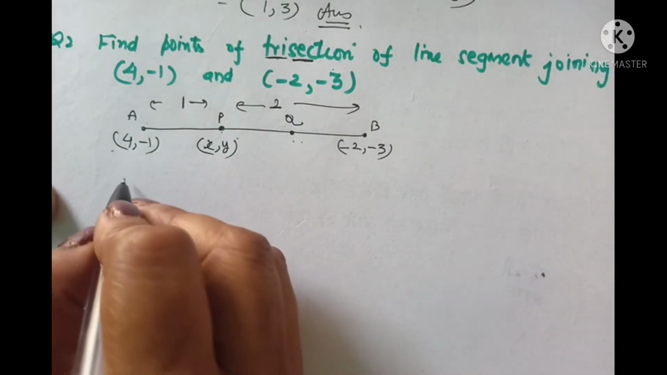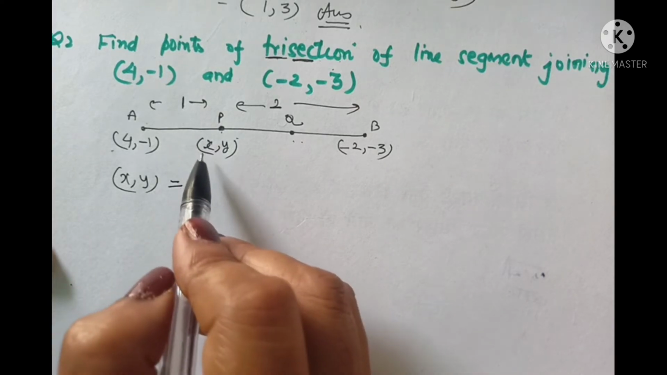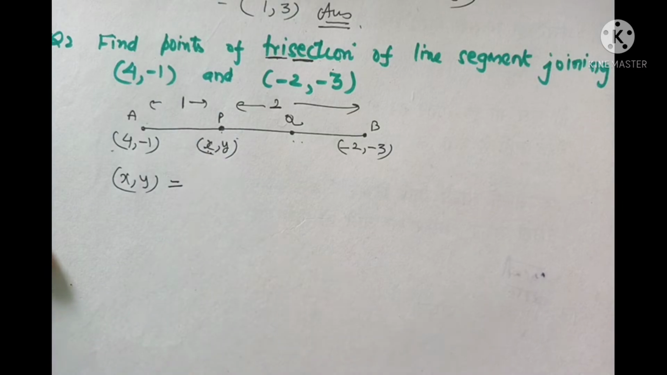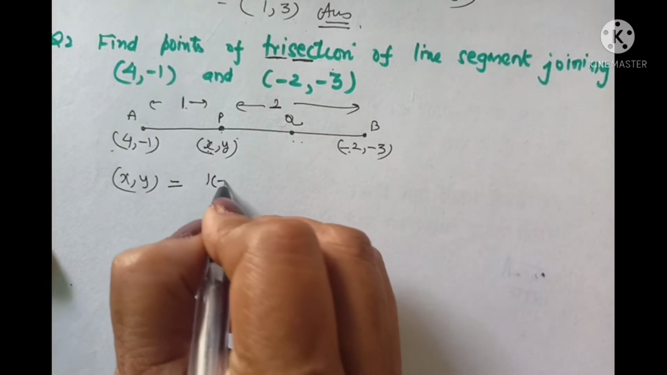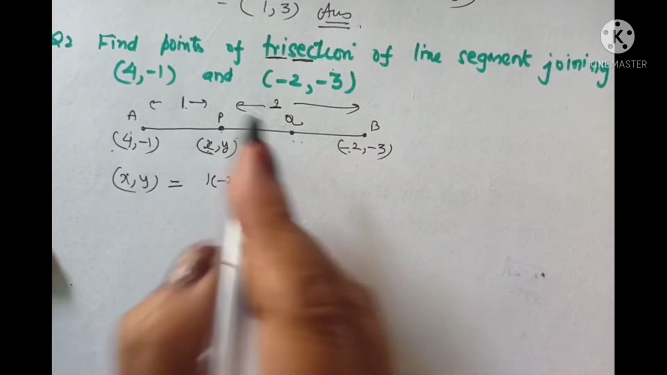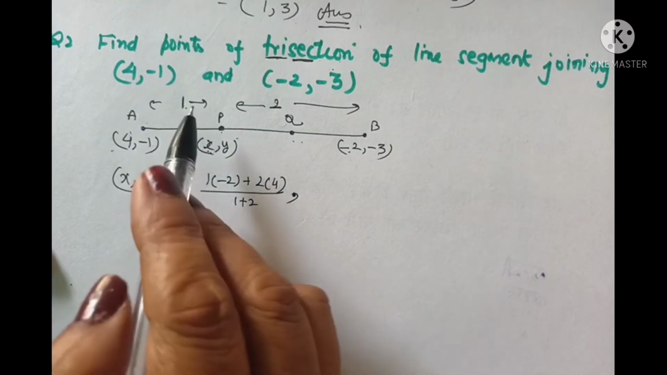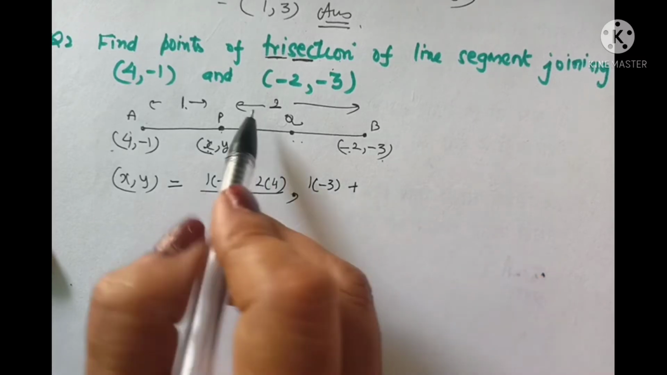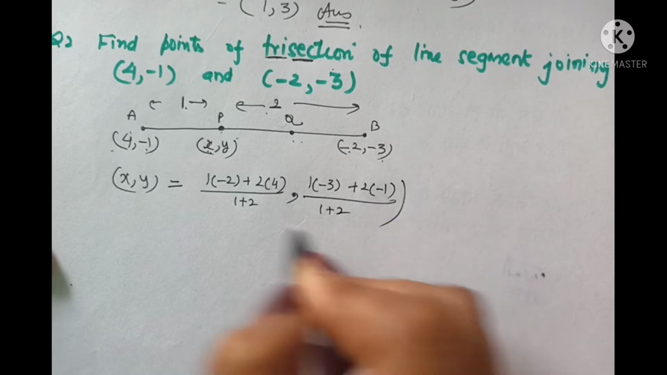Let us write the values of x, y in a single attempt as I told in the first question. For x, focus only on x and cross multiply. Two things to remember: for x, focus on x, and second, cross multiply. So 1 into -2 plus 2 into 4 divided by 1 plus 2, comma 1 into -3, for y only y, plus 2 into -1 divided by 1 plus 2. That's all. Our work is done.